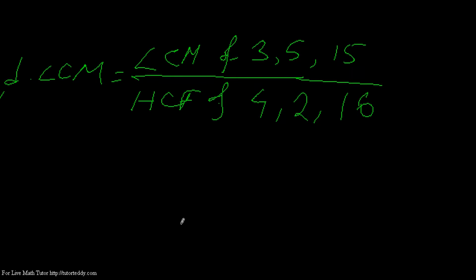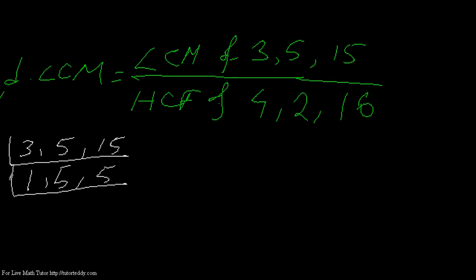So if I do the LCM of 3, 5 and 15, what will that be? Yeah. So 3, 5, 15. I find the LCM. So let me divide by 3. 3 ones are 3, 5 remains, and 3 fives are 15. Next again 5, 1 remains, 5 ones are 5, 5 ones are 5. So my LCM of these three numbers will be 3 into 5. That means 15.